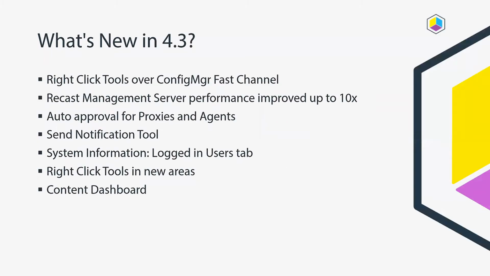As far as what's new in 4.3 at a high level, we introduced Right-Click Tools over the fast channel in the April release, although it really improved in the May release. We improved Recast Management Server performance by up to 10x in certain scenarios. Ton of work, again, working with Marty and our customers went into that, and we'll talk through that a little bit. We added auto approval for Recast Proxy and Recast Agent, and we actually split Recast Proxy into two components.